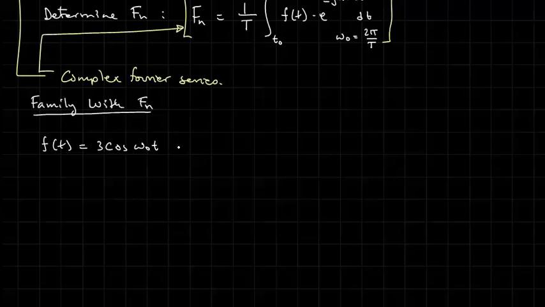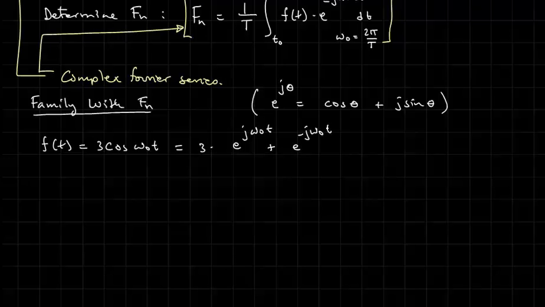By Euler's formula, and what I mean by Euler's formula, recall that e to the j theta is equal to cosine theta plus j sine theta. And we can use that to express cosine in terms of these complex exponentials, which would be 3 times e to the j omega naught t plus e to the minus j omega naught t, the whole thing over 2. So we have 3 halves e to the j omega naught t plus 3 halves e to the minus j omega naught t.